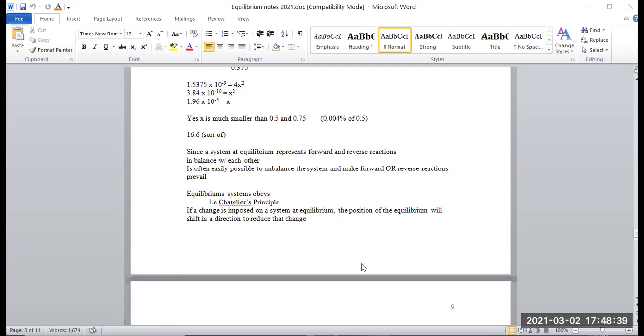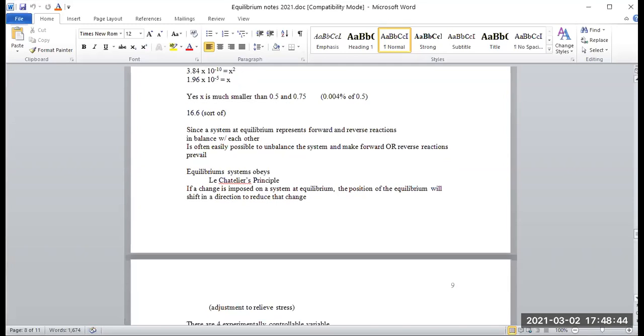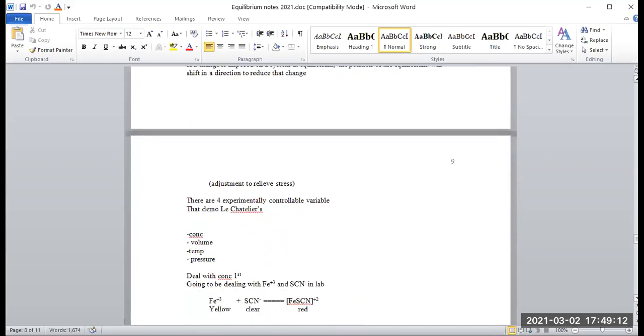So more notable dead guys. This one is named Le Chatelier. And the way it's stated here is if a change is imposed on the system at equilibrium, the position of the equilibrium will shift in a direction to reduce that change. From a statement that's a little bit vague, yes, we can say that it's going to do something to relieve the stress.